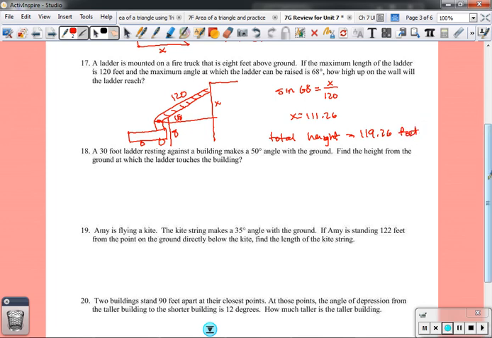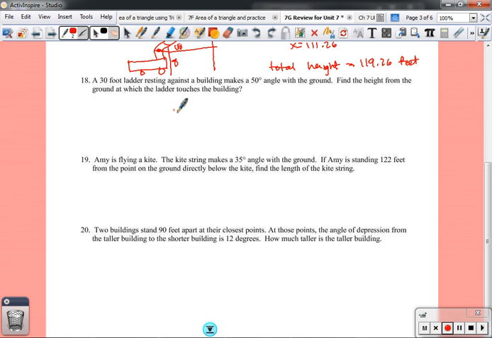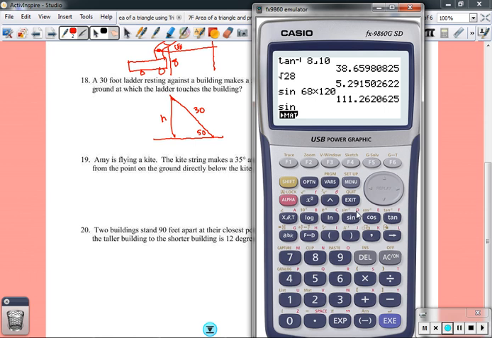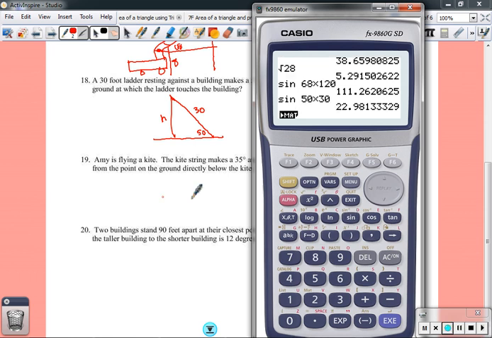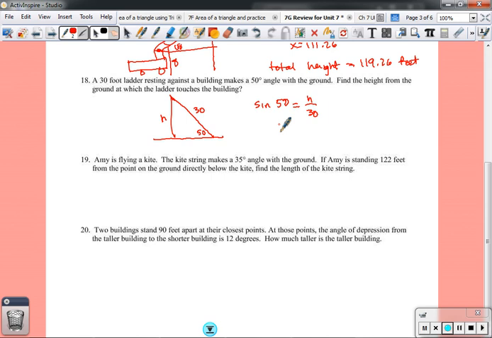All right. Another ladder question. A 30-foot ladder resting against a building. So here's my ladder. Makes a 50-degree angle with the ground. Find the height from the ground at which the ladder touches the building. So just this height right here. So that's sine. The sine of 50 is h over 30. Like I said, these problems, once you set them up, it's just the same stuff we've been doing. 22.98.